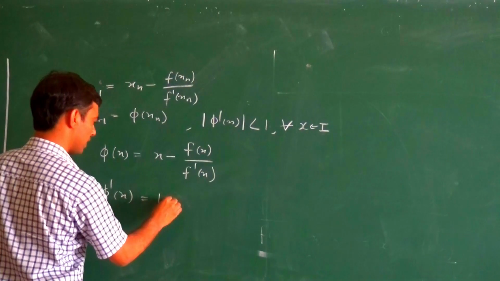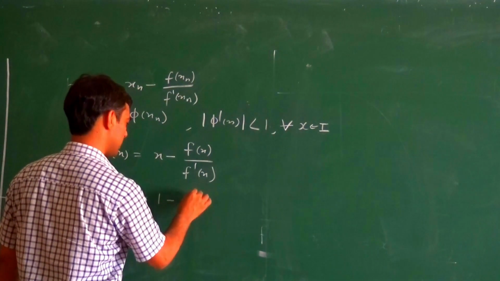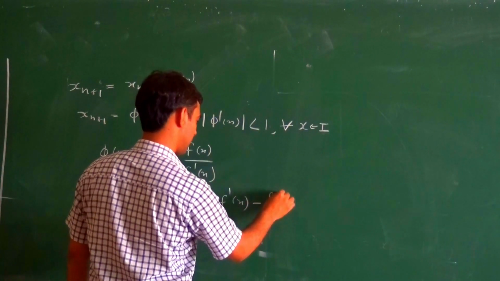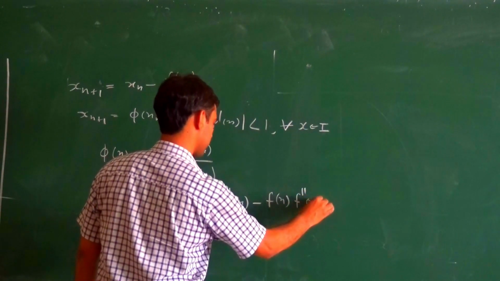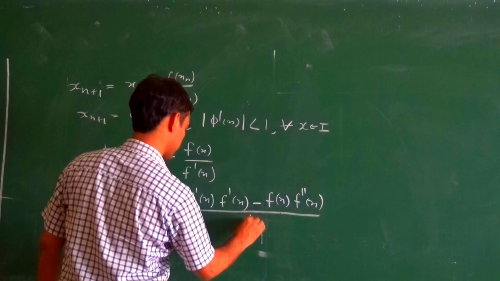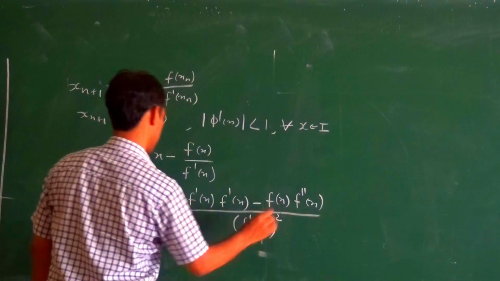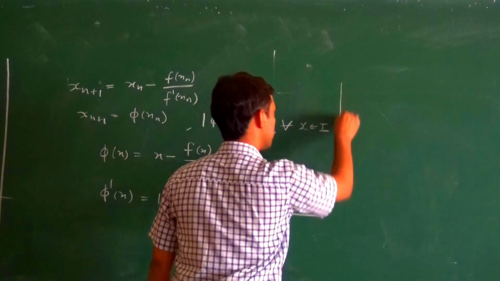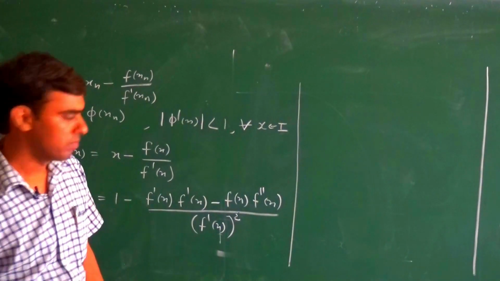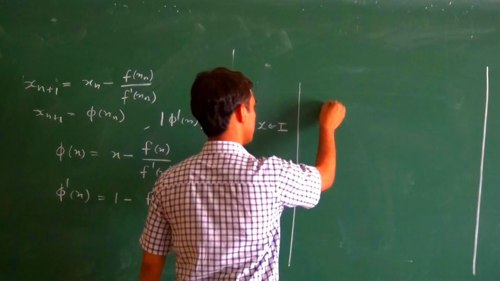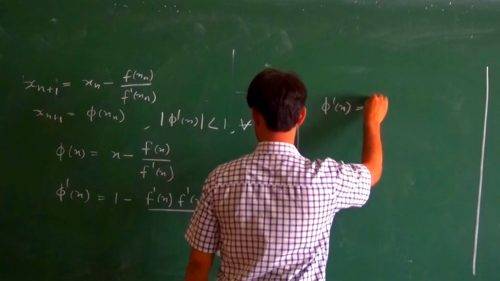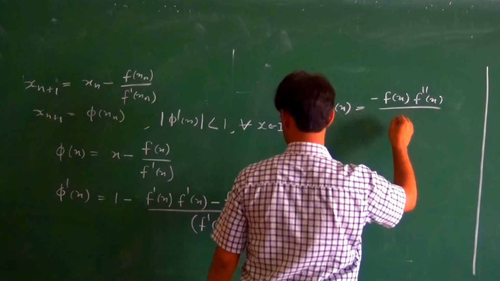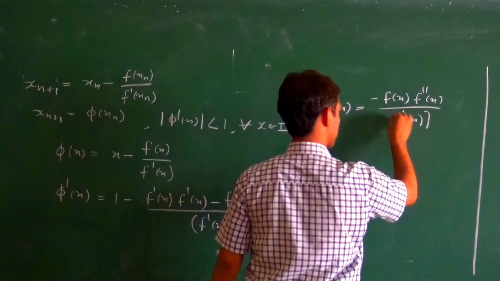Phi dash x equals 1 minus f dash x into f dash x minus f x into f double dash x divided by f dash x whole square. If we simplify this and write it in the form of a mod, the mod of phi dash x is less than 1. Simplifying, phi dash x becomes minus f x f double dash x divided by f dash x whole square.